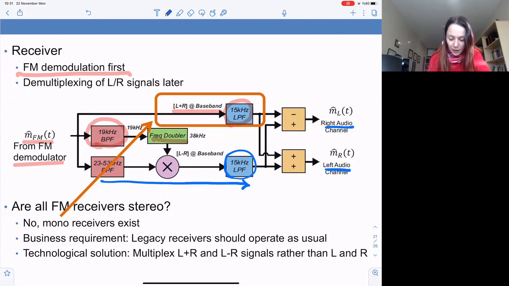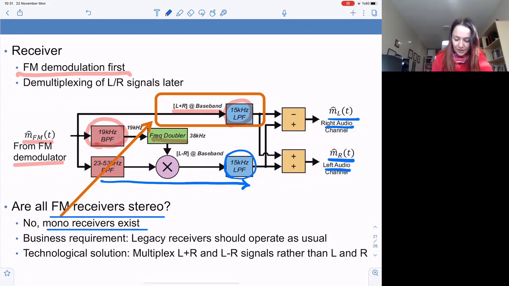L plus R plus L minus R is going to give us L, and L plus R minus L minus R is going to give us R, and these could be fed to the individual speakers by the stereo FM receiver. But if you had a mono FM receiver that didn't care about these things, that doesn't have these features, it would only be using this part right here. And it would not feel any difference.